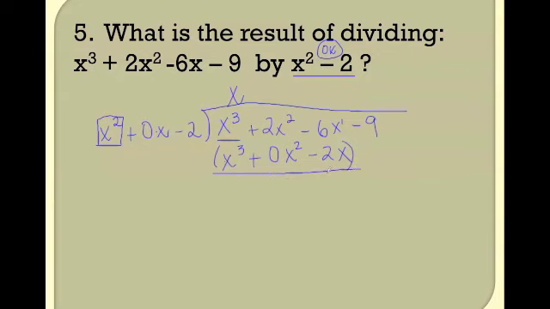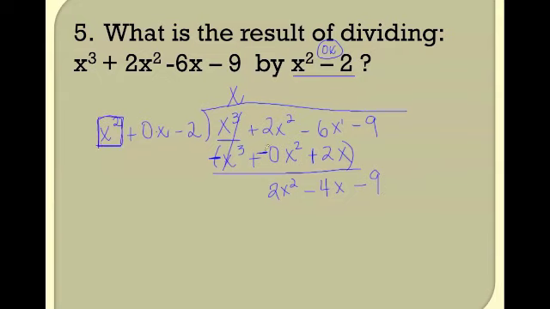Now, just like in normal long division, once you multiply, you subtract. And I'm going to distribute that subtraction. So this will be subtract, subtract, and that's going to change that subtraction to plus. So these add to 0. And I bring down the -9.